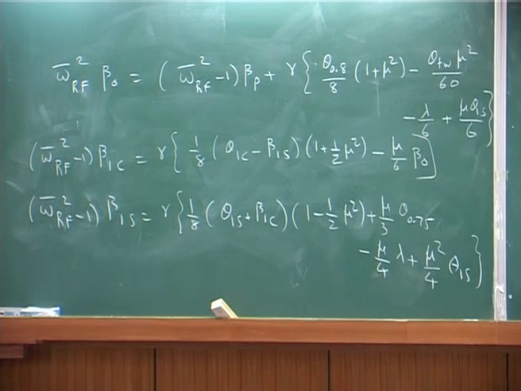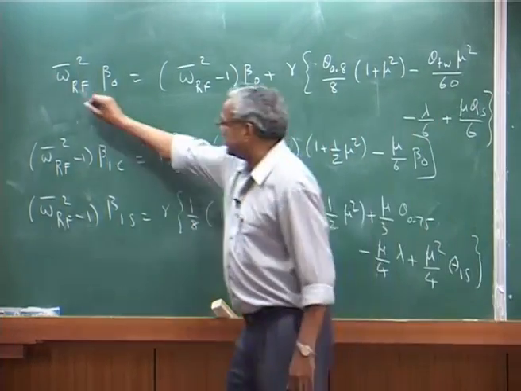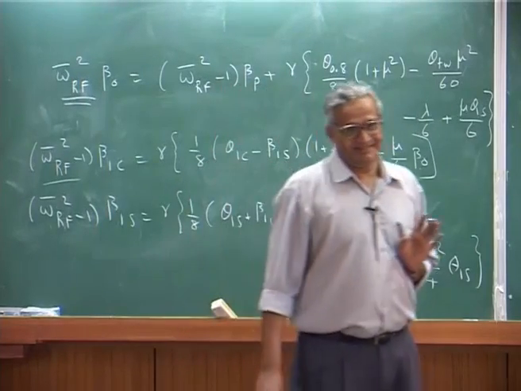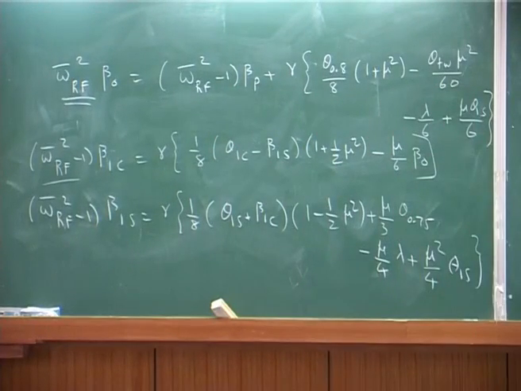Now, this is just a modified form. You have to solve this equation now. You will see there is a modification in the beta naught, beta 1c, beta 1s because of the change in the flap frequency. Now, you have to solve this equation to get your beta naught, beta 1c, beta 1s.